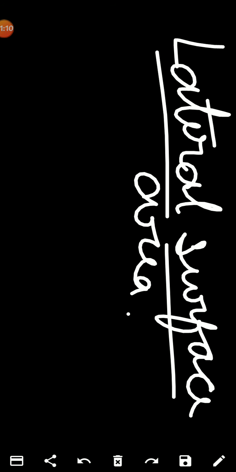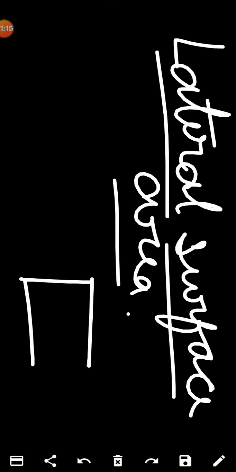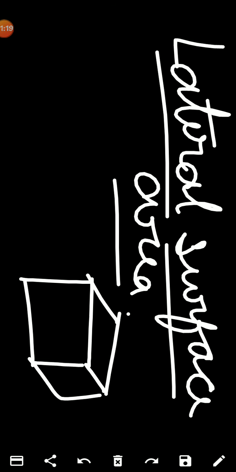Now let us see the lateral surface area of the cuboid. To understand this, let us draw a cuboid here. This lateral surface area includes only 4 faces of the cuboid. The top part and the bottom part are excluded in the lateral surface area.